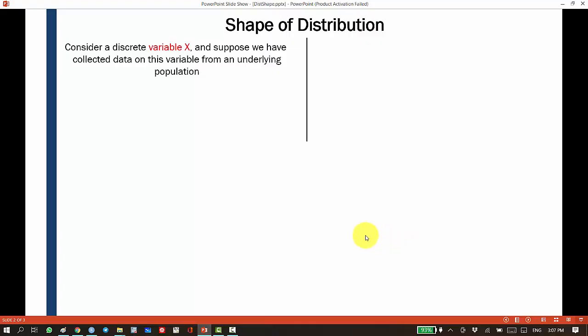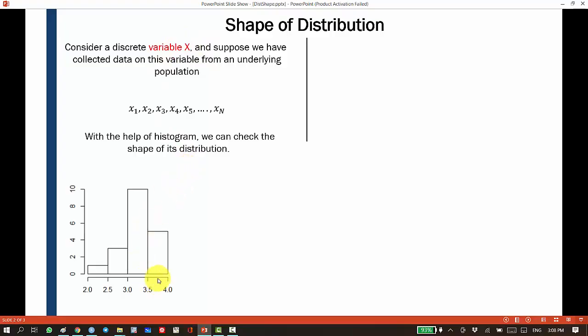Consider a discrete variable x and suppose that we have collected data on this variable from an underlying population. And we have recorded the data as x1, x2, x3 up to xn, where n is the size of the population. To see the shape of the distribution of this data collected on the variable x, we use a histogram.